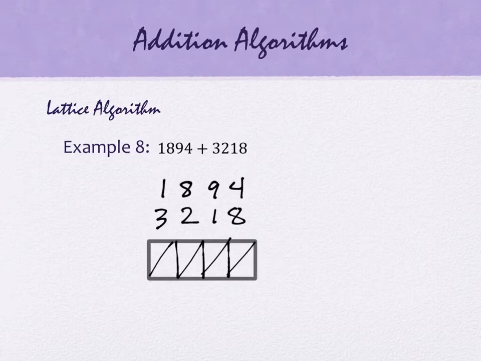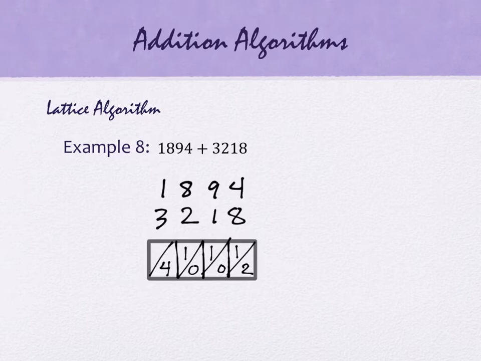And we're going to add columns. So 1 plus 3 is 4. And we're going to write the 4 in the bottom corner of the lattice. So same column, but it's down here. 8 plus 2 is 10. So when I write the number 10, the 1 goes in the top corner and the 0 goes in the bottom corner. 9 plus 1 is another 10. And then 4 plus 8 is 12. So I do the 1 on the top and the 2 in the bottom corner.